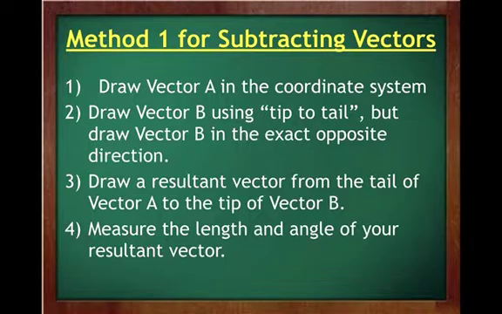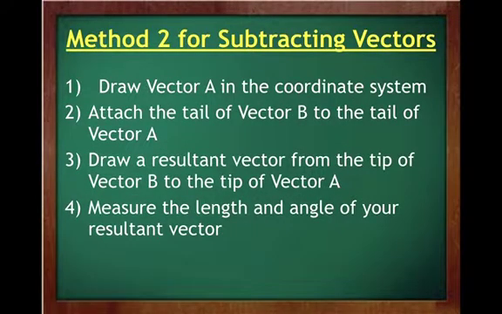Once you've got both of the vectors drawn, you again draw your resultant vector from the tail of your first vector to the tip of your second vector. It's that look from the exact place you started to the exact spot you end up. Then you can measure or calculate the length and the angle of your resultant vector. The other way you can do this in terms of subtracting vectors is to draw vector A and draw vector B in the exact method it's been laid out for you, but notice here that you're doing tail to tail.